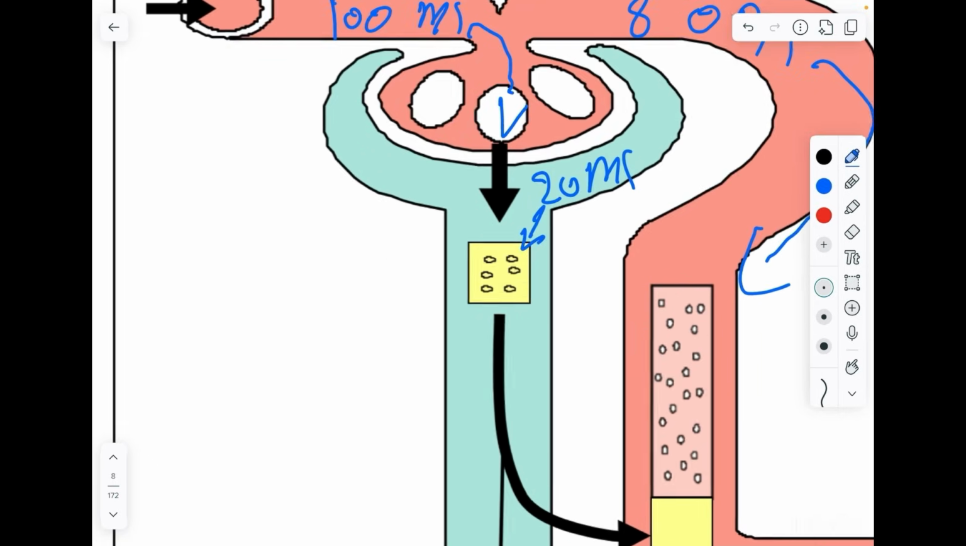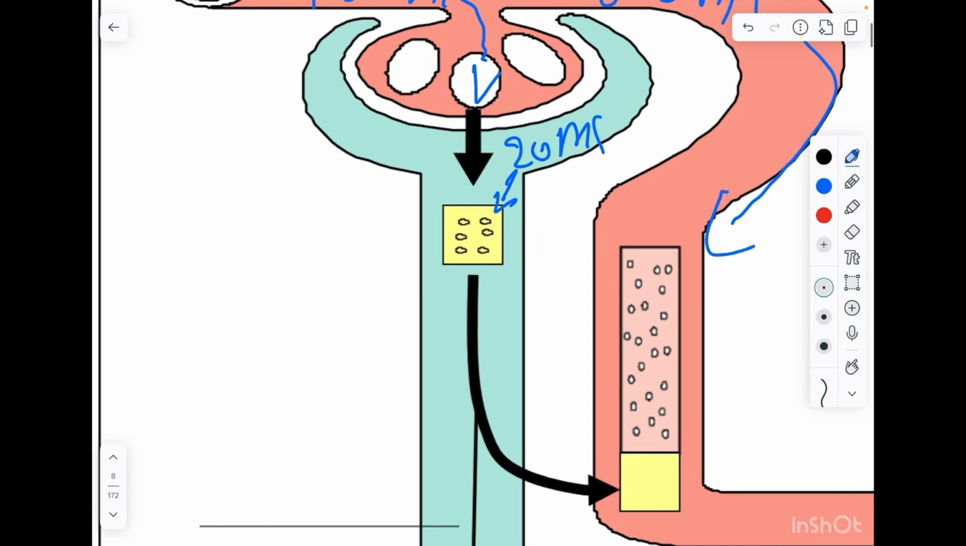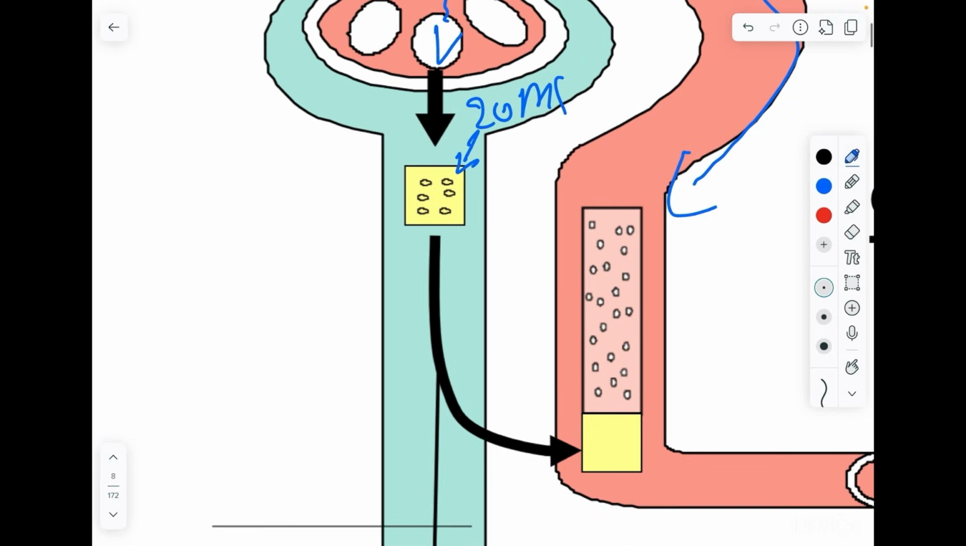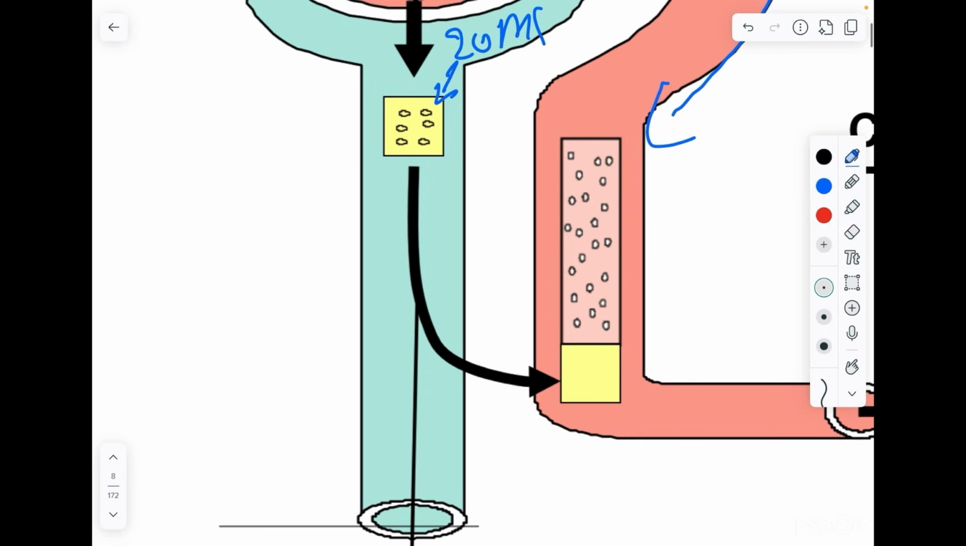Now, this 20 milliliters, as we said, 99% of what's being filtered is being reabsorbed. And when I say 99%, I of course mean water, because water is the big bulk of the plasma. So if 99% of water is reabsorbed, it will also be around 20 milliliters. This yellow box here, can you see it? It will also be 20 milliliters. This is the amount of plasma that had been reabsorbed again. Does that make sense?